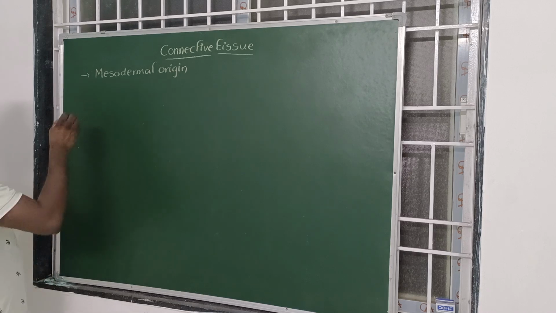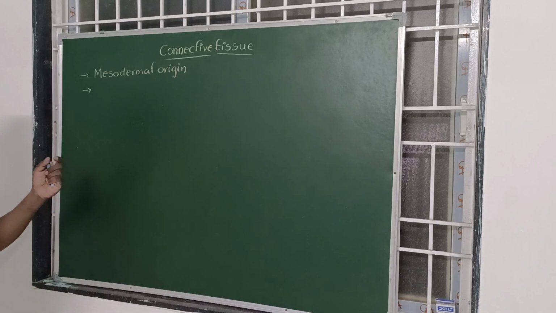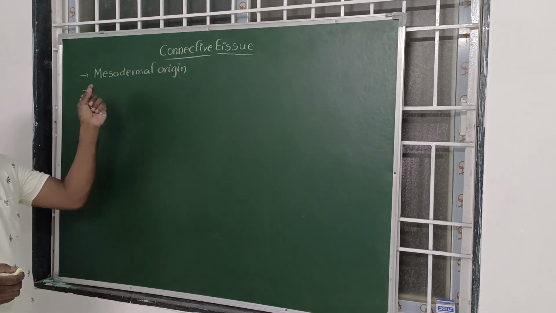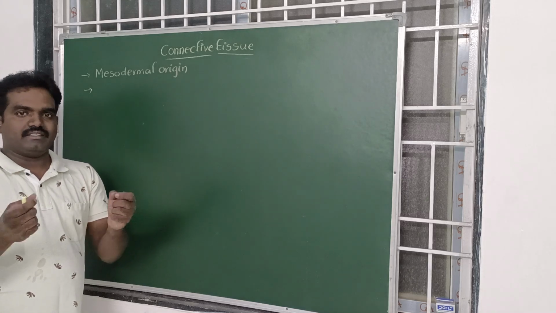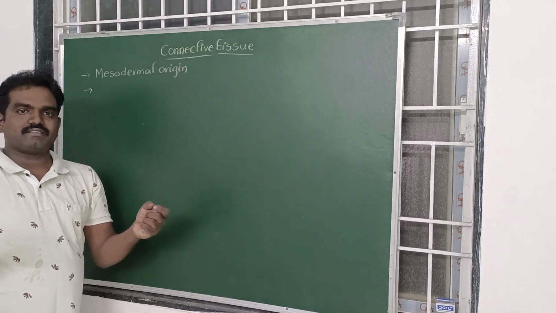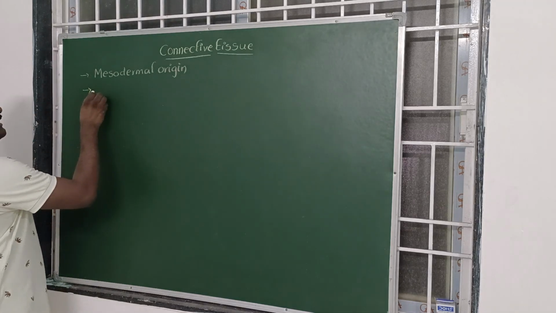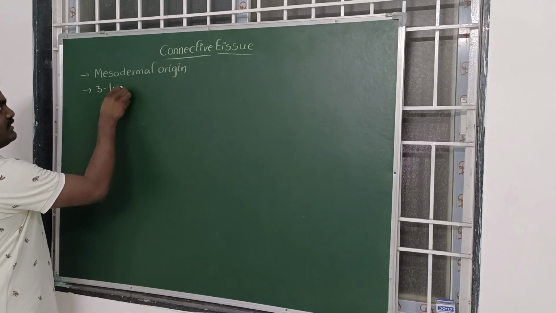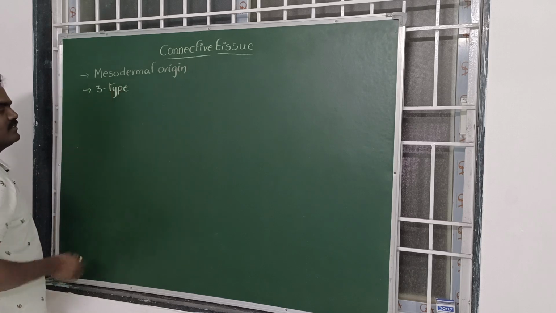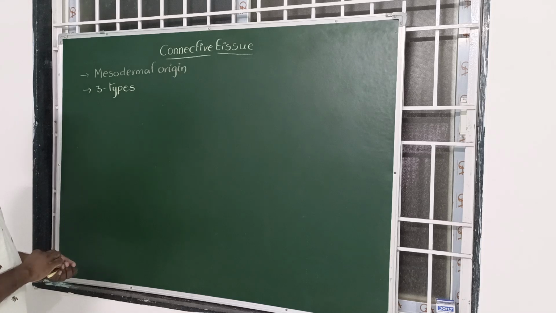This connective tissue plays an important role in connecting. I mean, it is a connective tissue. It connects different types of tissues and different parts of the body. And this tissue is broadly classified into three types. What are the three types of connective tissue?